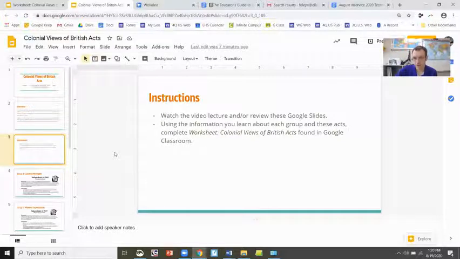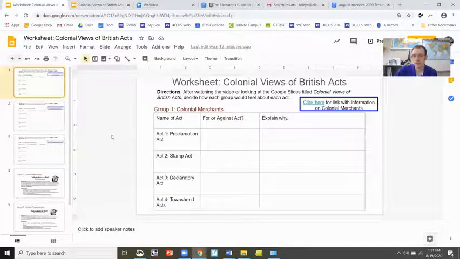So, your instructions for this project. You're going to watch this video lecture, which you're doing right now, or you can look at this Google Slides, which will be in Google Classroom, and then you're going to work on filling out the sheet, Colonial Views of British Acts. So here's the worksheet. It is in Google Classroom, and we're going to look at 4 acts: the Proclamation Act, the Stamp Act, the Declaratory Act, and the Townshend Act. And with each of these, you have to choose, is your group, this group right now is the colonial merchants, for or against that act? And why do you think that is?